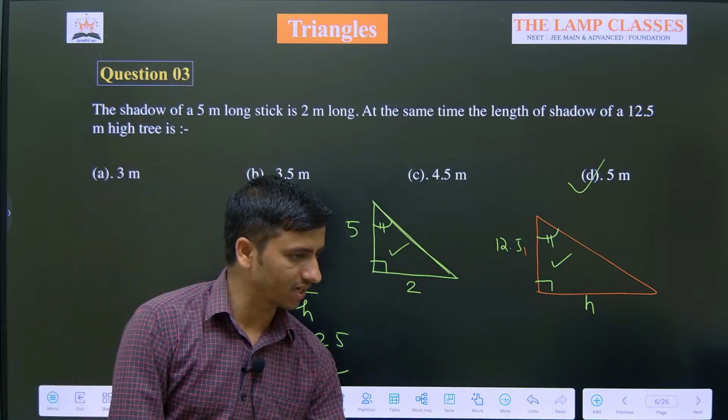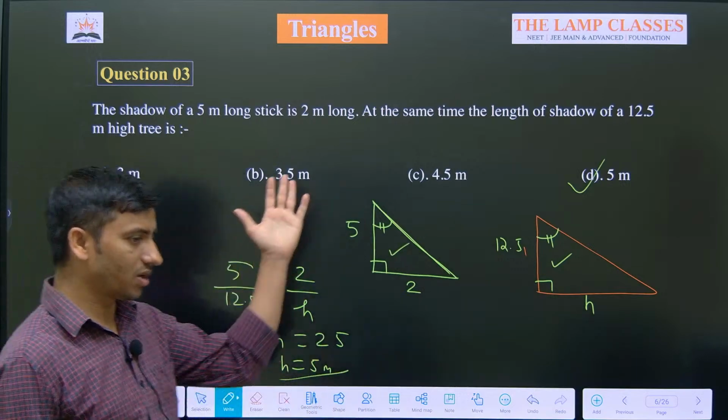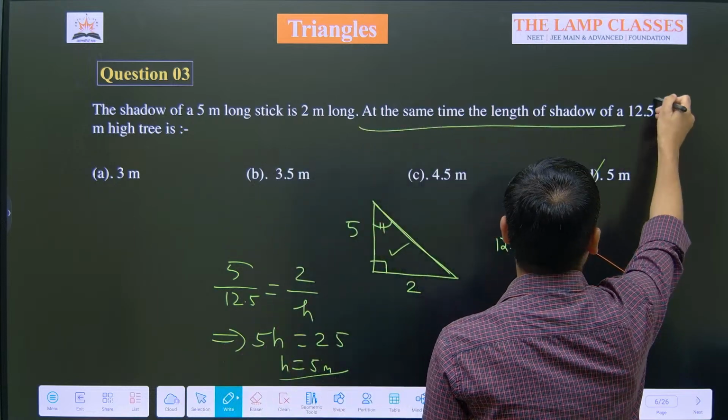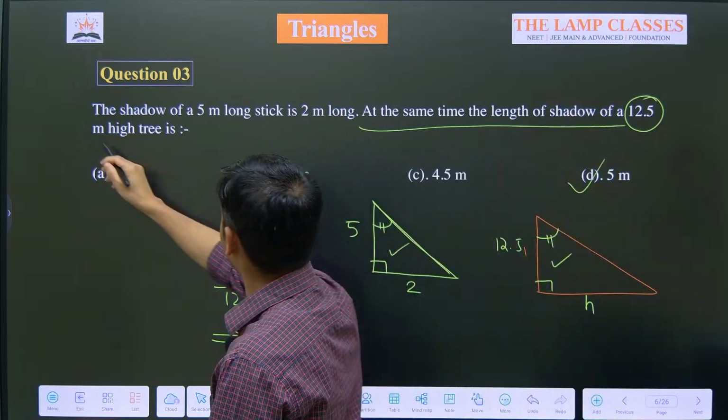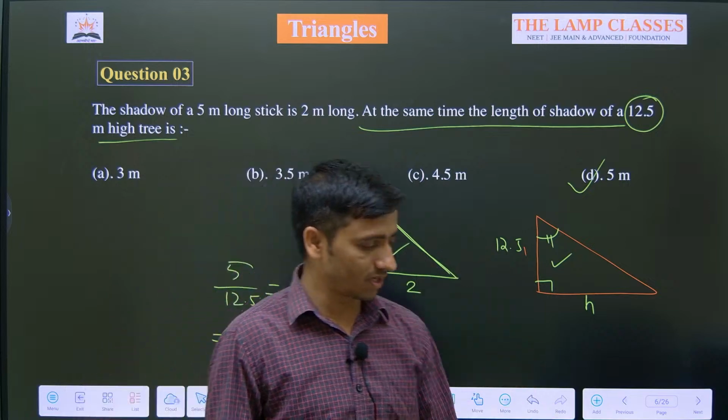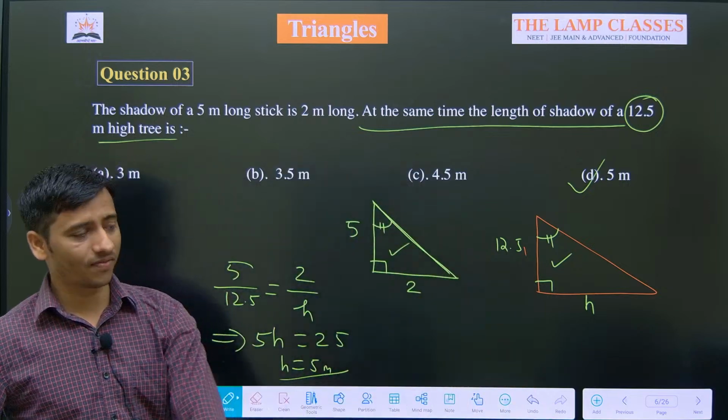Is that all right, guys? Yeah. Read the question. In the question it's written, at the same time the length of the shadow. So they are asking what is the length of the shadow? The height of the tree is given. Now I read that wrong. Now please don't make mistakes like that. Now you can verify actually.